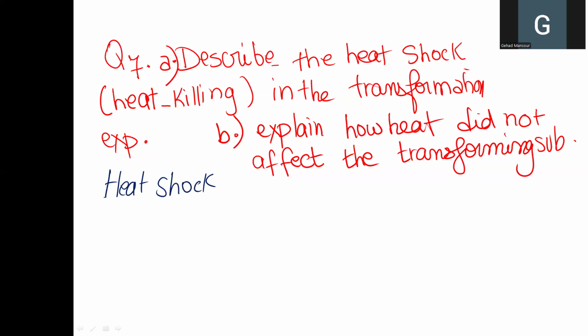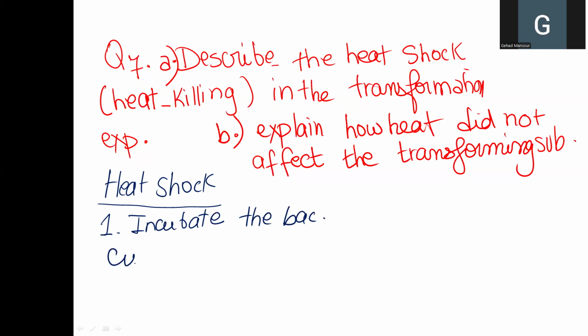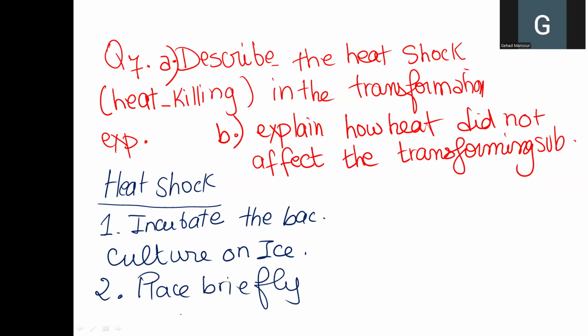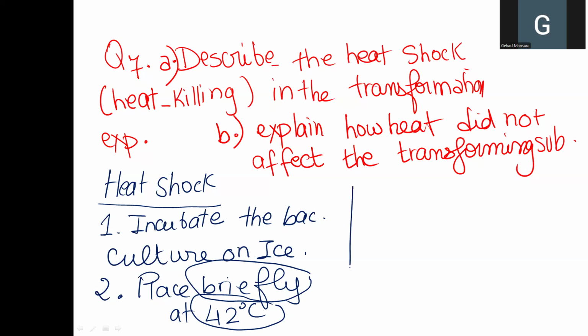So how does the heat shock occur? The heat shock occurs in 2 steps. First of all, we incubate the bacterial culture on ice at 0 or less than 0 degrees Celsius, and then we place it briefly at a temperature of 42 degrees Celsius. So here is the key. We do not heat for long, and the temperature is only 42 degrees Celsius. So this is the description of the process.